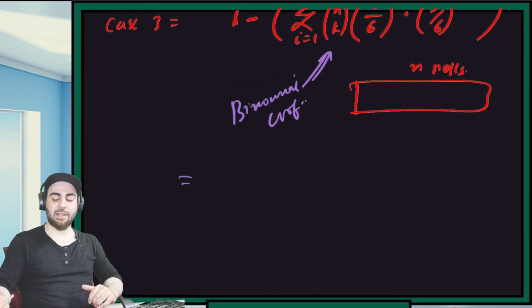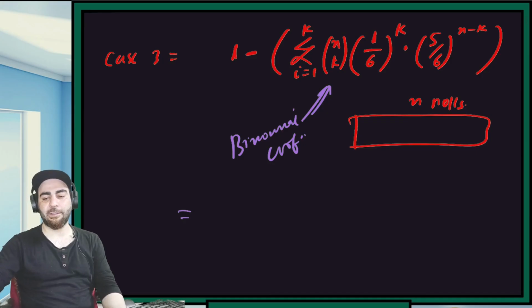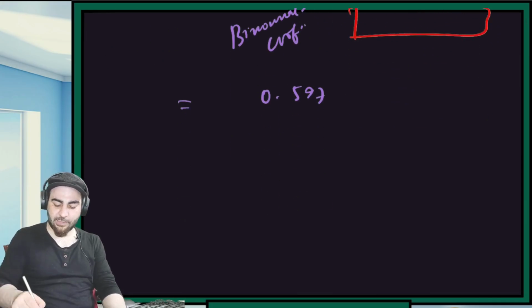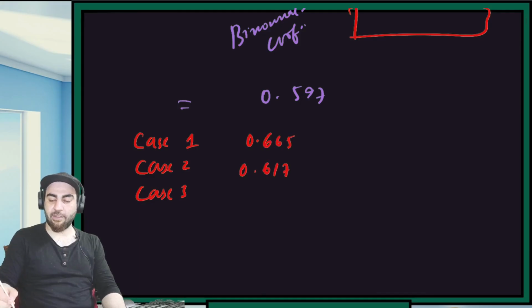I can just expand it for 0, for 1, for 2, and then evaluate the values. I think the value comes out to be 0.597. Okay, so I'll write case 1, case 2, and case 3. In case 1, the probability was 0.665. In case 2, the probability was 0.617. And in case 3, the probability was 0.597.